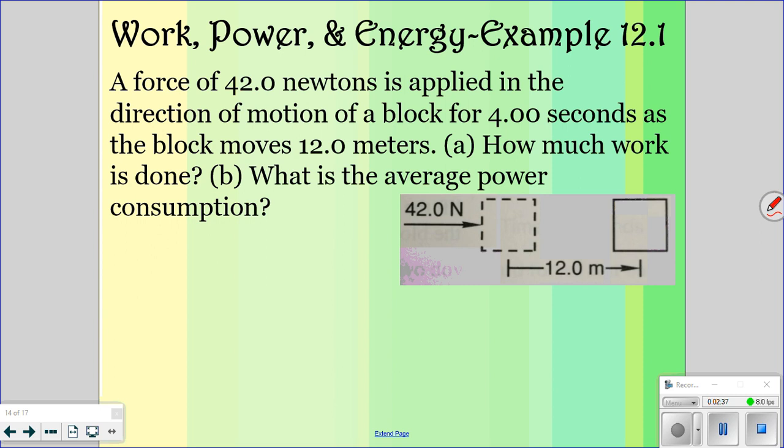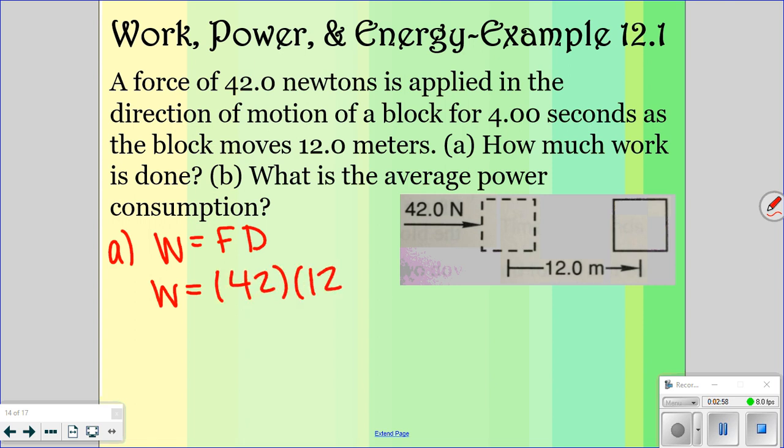So let's look at an example. A force of 42 newtons is applied in the direction of motion of a block for 4 seconds as the block moves 12 meters. How much work is done and what's the average power? So work equals force times distance. So we're looking for our work. Our force is 42 and our distance is 12. So if you multiply those, you get 504. That's 3 sig figs. 42 and 12 had 3 significant figures, so we're going to keep all 3. And then the units are joules because we're dealing with work. So that would be your answer.